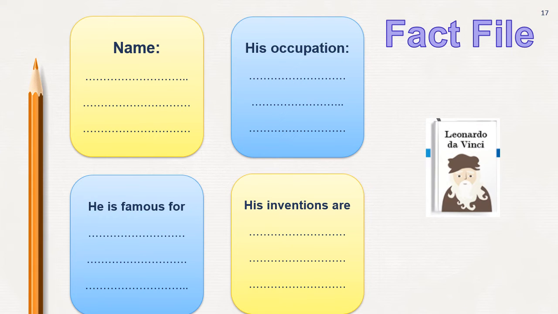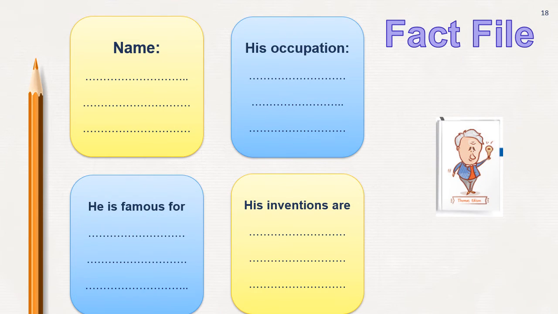So this is a fact file about Leonardo da Vinci. Name: Leonardo da Vinci. His occupation: he was an artist and an engineer. He is famous for paintings and inventions. His inventions are flying machines and underwater suits. You can fill in this fact file and send it back to me on Teams. The next fact file about Thomas Edison. Name: Thomas Edison. His occupation: he was an inventor and entrepreneur. He is famous for inventing the light bulb, and his inventions are amazing or great or very important.